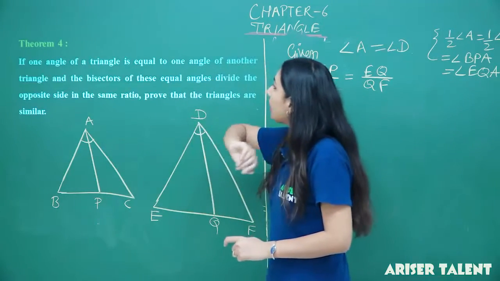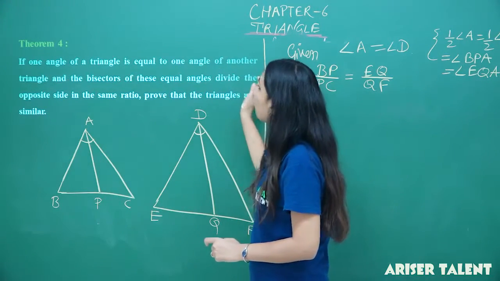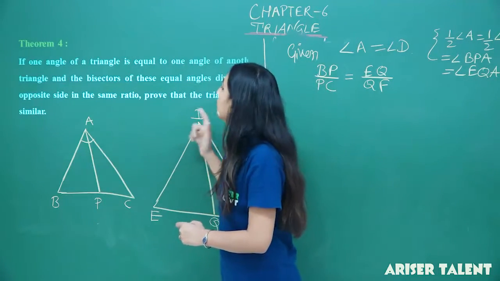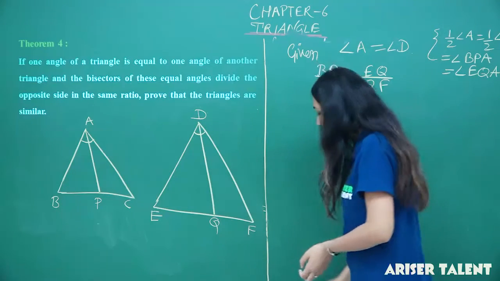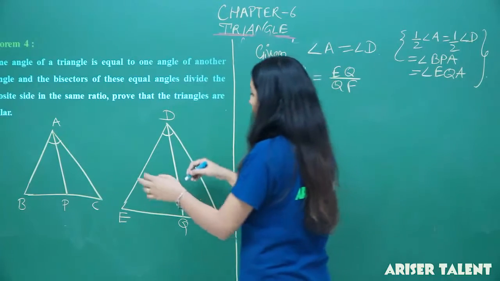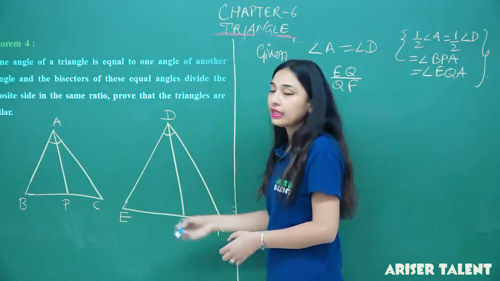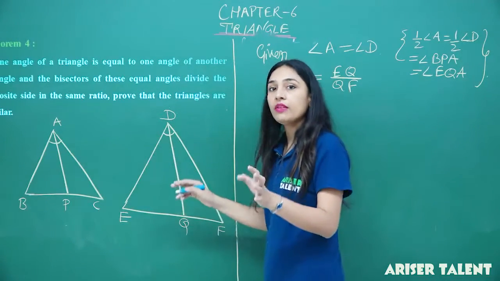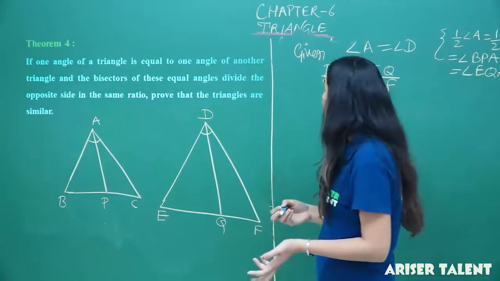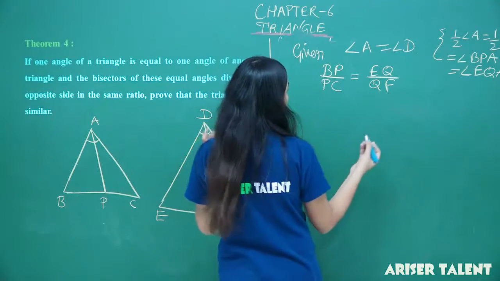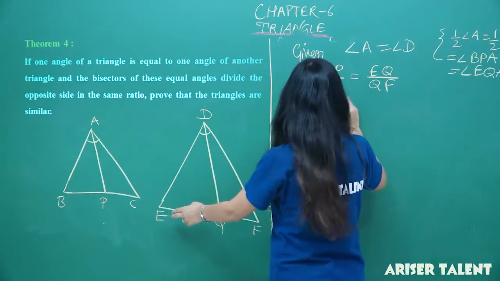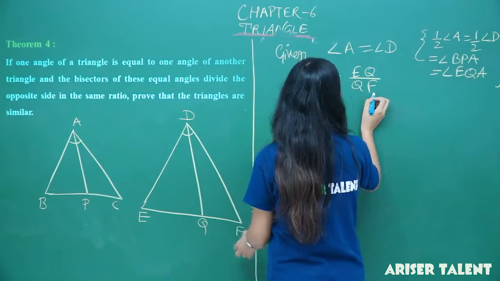If one angle of a triangle is equals to one angle of another triangle, and the bisectors of these equal angles divide the opposite side in the same ratio, prove that the triangles are similar. Right, we haven't missed anything. So, we have to prove that either we can prove that two angles are similar in this and this, then we can prove that ABC and DEF are similar to each other. So, if we have BP by PC and EQ by QF.